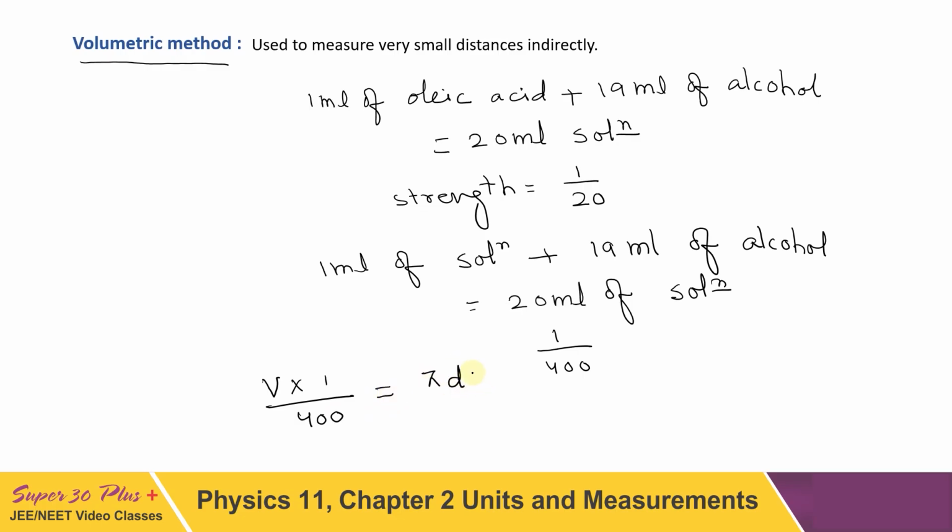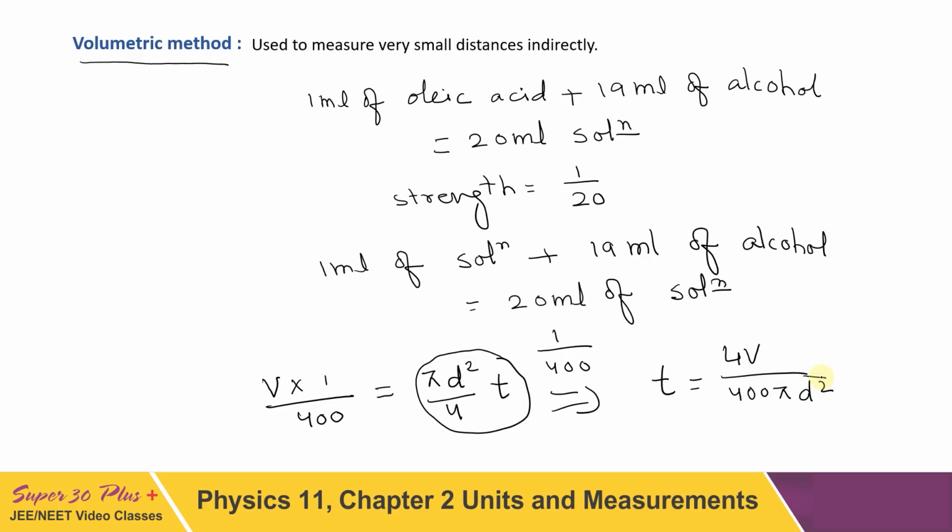With the help of a vernier caliper, the diameter of that circular patch is measured. If d is the diameter, then pi d square by 4 will be the area of that circular patch, and if it has thickness t, then this must be equal to the volume of oleic acid, because after evaporation of alcohol only oleic acid remains. So the volume of oleic acid equals the volume of the circular patch, that is, area of cross section into thickness of patch, and it can be equated with the volume of oleic acid in the solution. On solving, we can write the thickness of the circular patch is equal to 4V upon 400 pi d square.